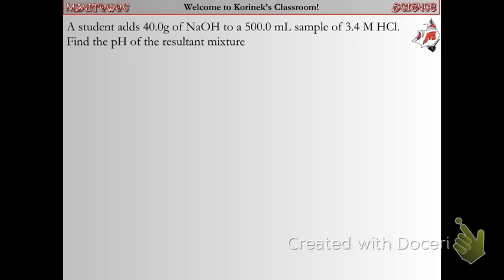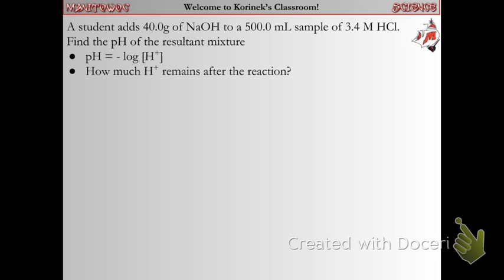Now, if I were to ask this question and I didn't have any base in there, if I asked you what's the pH of a sample of 3.4 molar HCl, it would be really simple. We would just use the pH equation that we learned at the beginning of this unit. The concentration of the H plus is 3.4 molar. You plug the 3.4 in for H plus and you solve for pH.